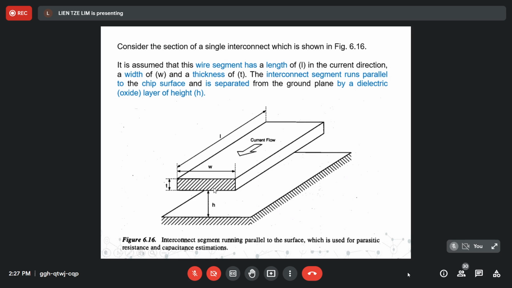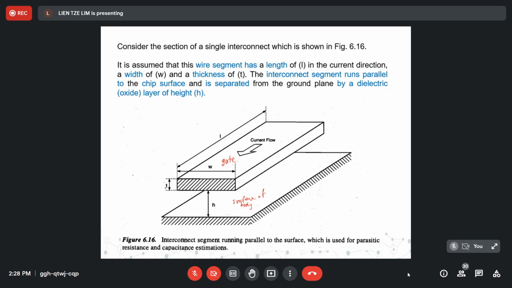This is an interconnect segment running parallel to the surface, used for parasitic resistance and capacitance estimation. Assume that this is a gate, and this is the surface of the body. This is a gate, or a polysilicon layer. We can also assume it is not only the gate but a wire segment with a length L, and a width and thickness.